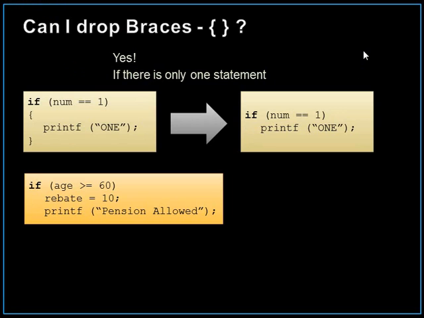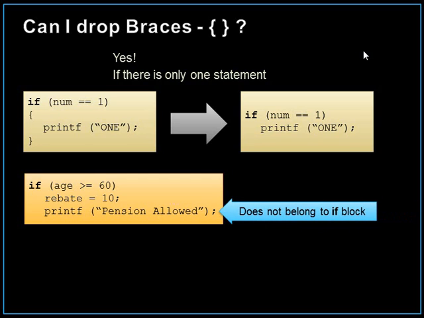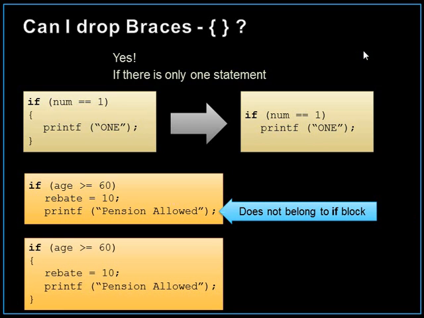If you write like this, if age is greater than or equal to 60, if you have a condition and then you have two statements but you have not used the braces, it means that the second statement does not belong to your if block. Only the first statement belongs to your if block if you have dropped the braces. So if you want to include that in your if block, use the braces.